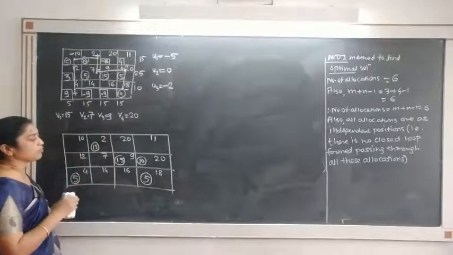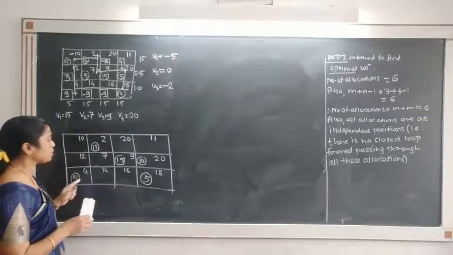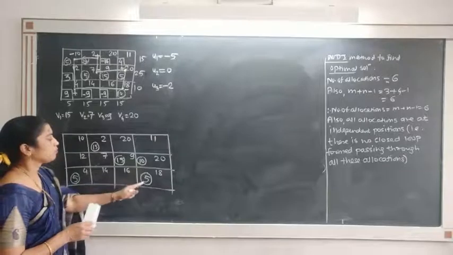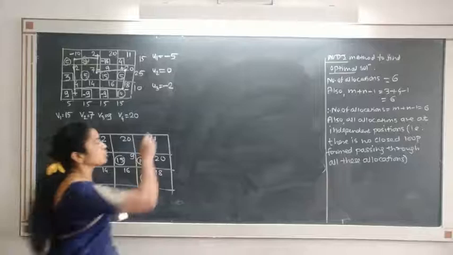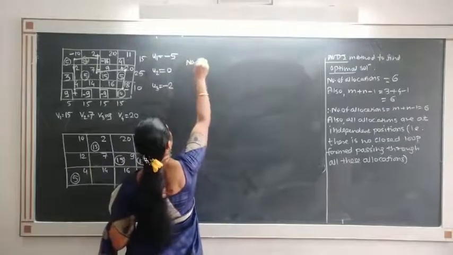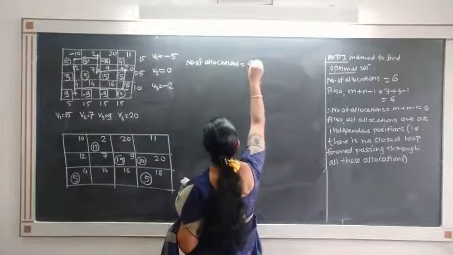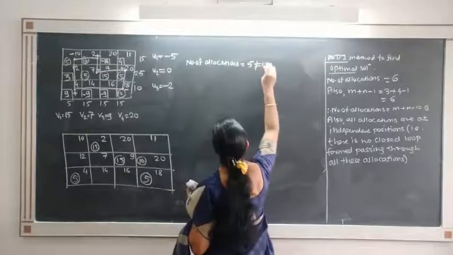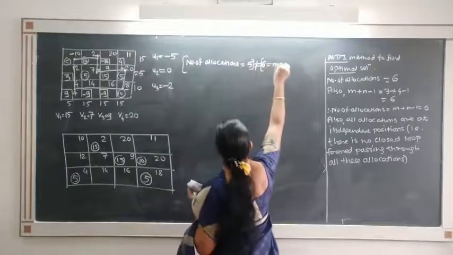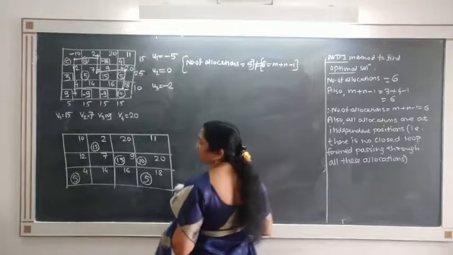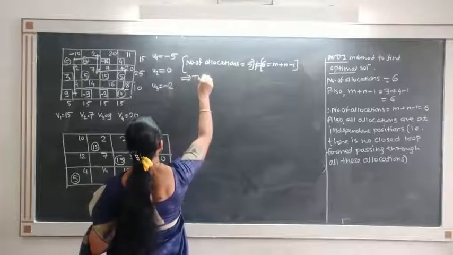Now see in this solution, if you want to apply MODI, again the same thing. Number of allocations must be m plus n minus 1. But now there are only 5 allocations. So the number of allocations must be equal to m plus n minus 1, and it is not equal, because m plus n minus 1 is nothing but 6 and there are not 6 allocations. This implies that this solution is degenerate.